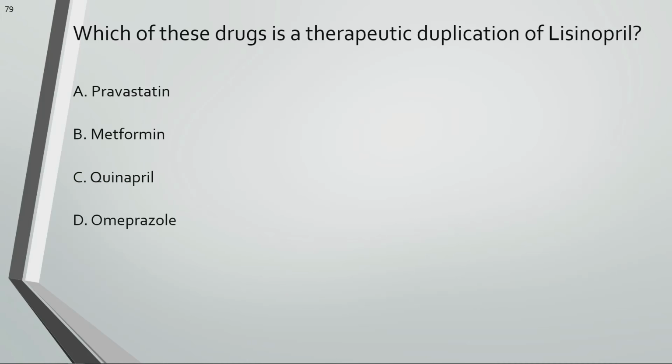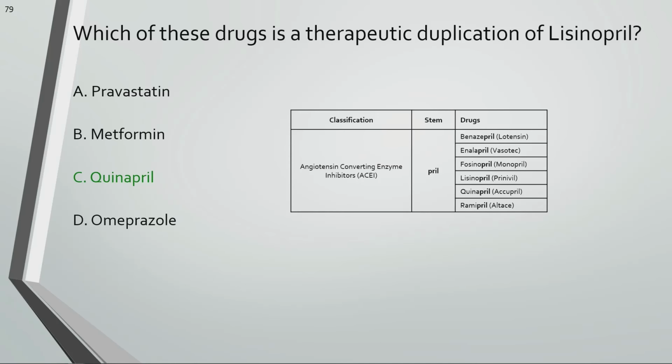Which of these drugs is a therapeutic duplication of lisinopril? Lisinopril is an angiotensin-converting enzyme inhibitor. ACE inhibitors can be identified by the pril stem, so quinapril is a therapeutic duplication.